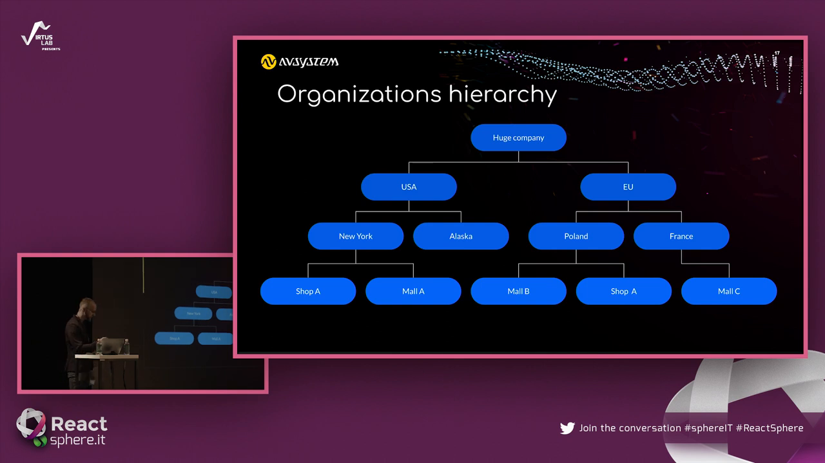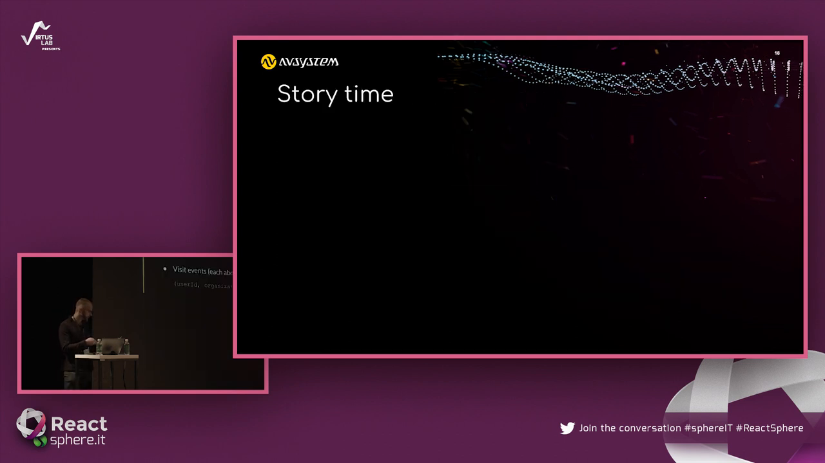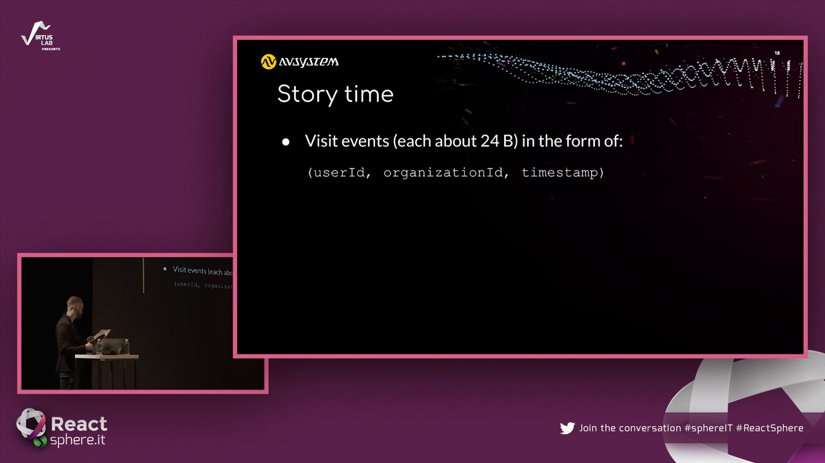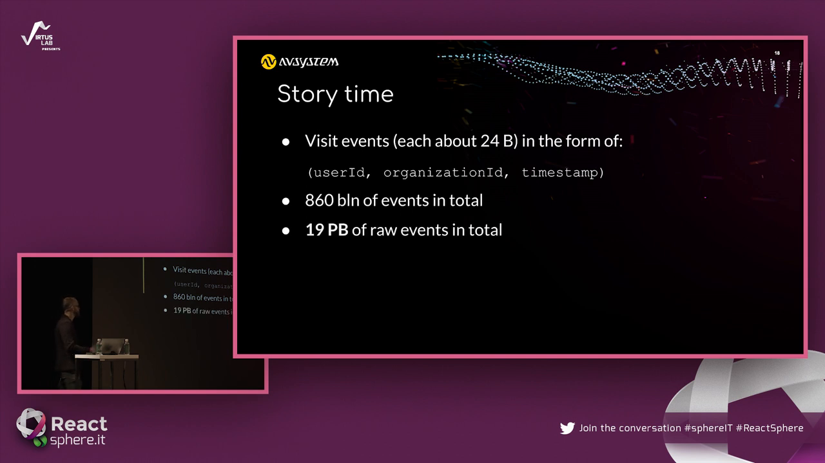And that also means that there will be a lot of organizations with a huge number of distinct users in total. So now some information about the volume of the data. Visit events are in the form user ID, organization ID, and timestamp. We have 860 billion events in total, which sum up to 90 petabytes of raw events.